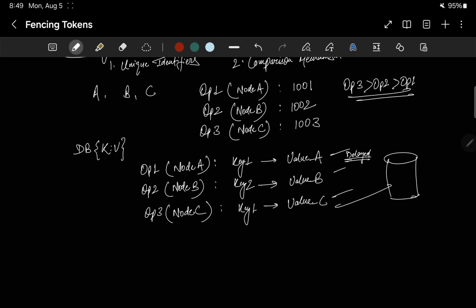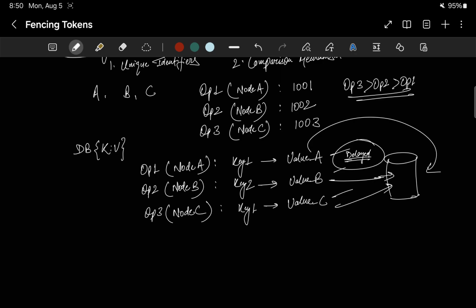And if node C has already written it and node B has already written it and then node A comes, then it is very practical to assume that, okay, since this write came later, it must be the most recent write, right? Even if we see the timestamp of it, we'll see, yes, it is the most recent write.